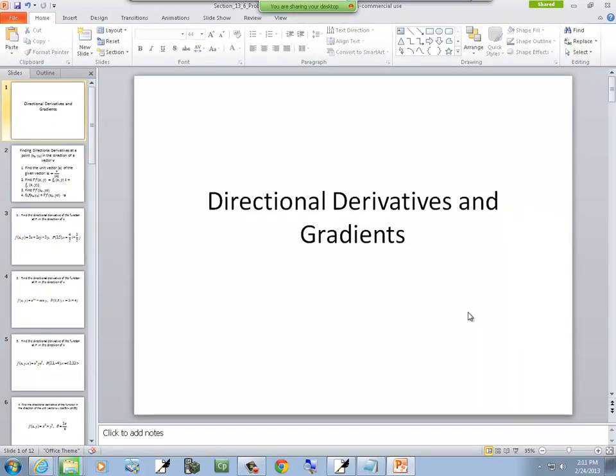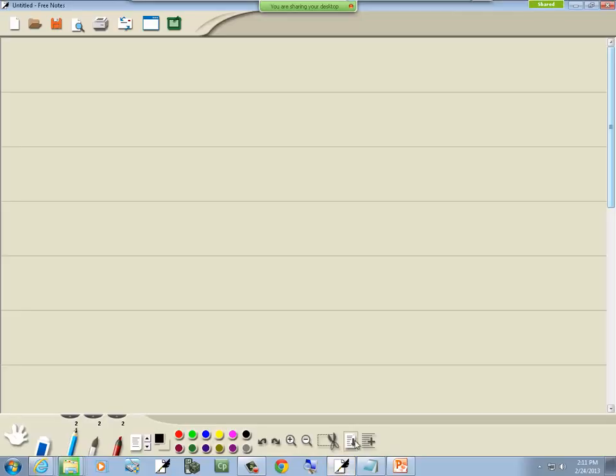And let's take a look at directional derivatives and gradients. The idea behind this is we've looked at finding the derivative with respect to x and respect to y, so looking in those two directions. But if you look at a specific point on your 3D shape, there's actually an infinite number of directions you can study. And that's what this is referring to.